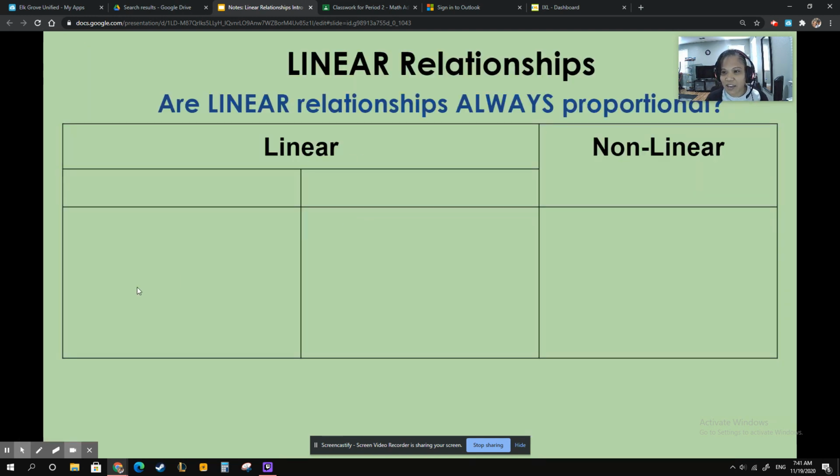So let's make our conclusions and answer this one last question, because a lot of students just get confused with linear and proportional. They always interchange them, but they are not exactly the same. So, are linear relationships always proportional?